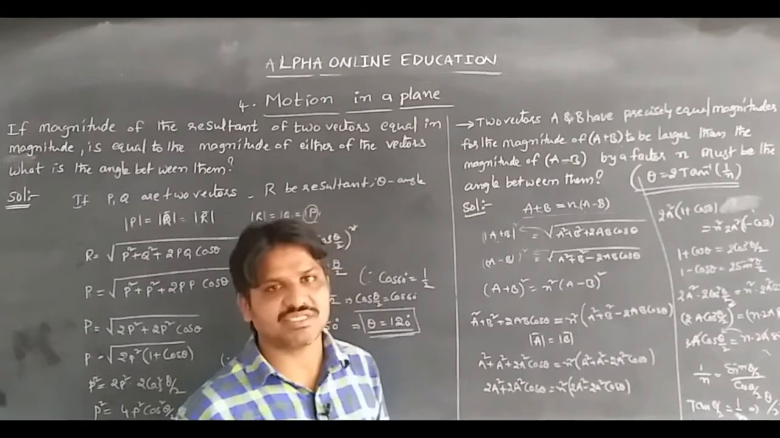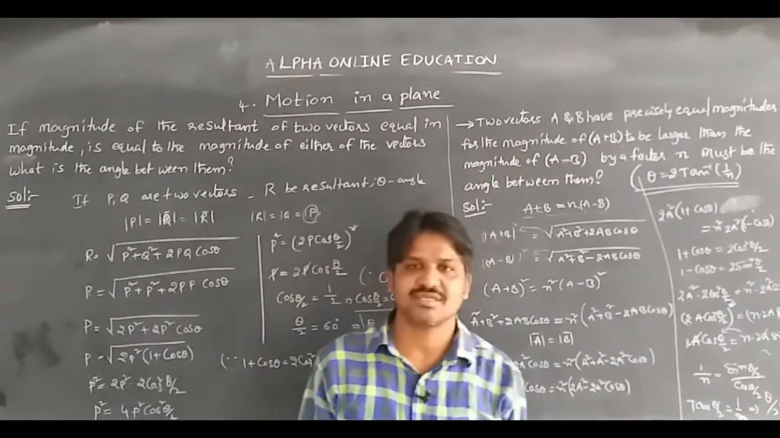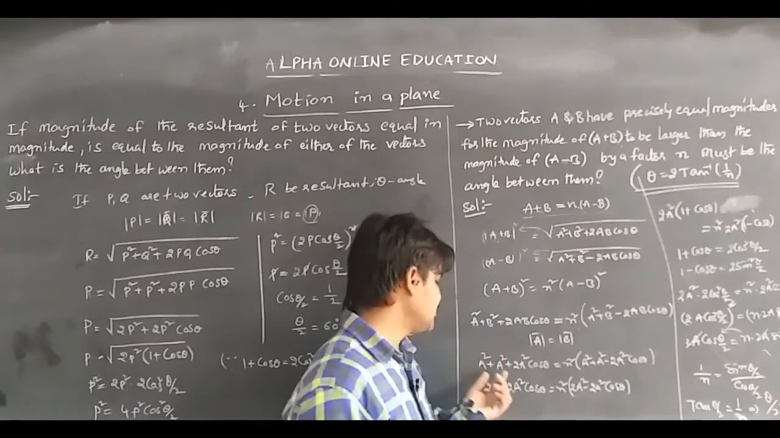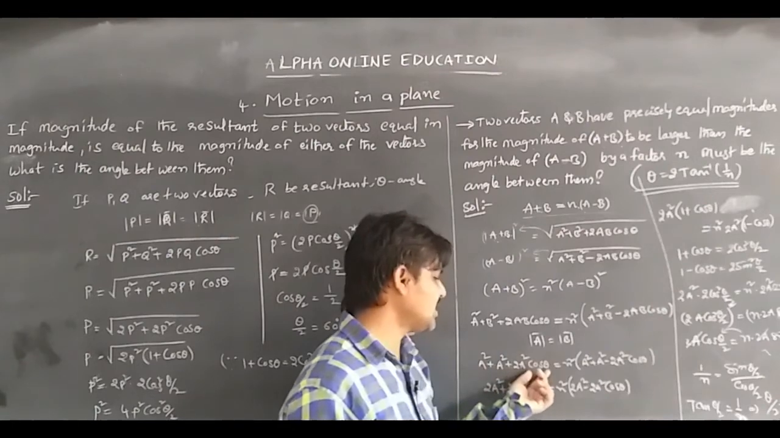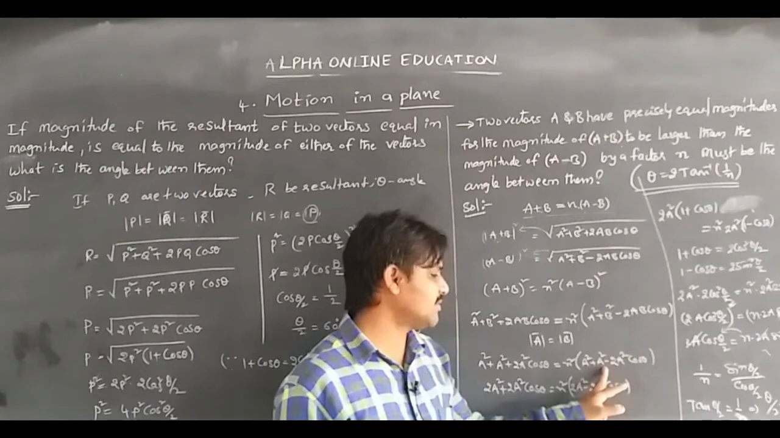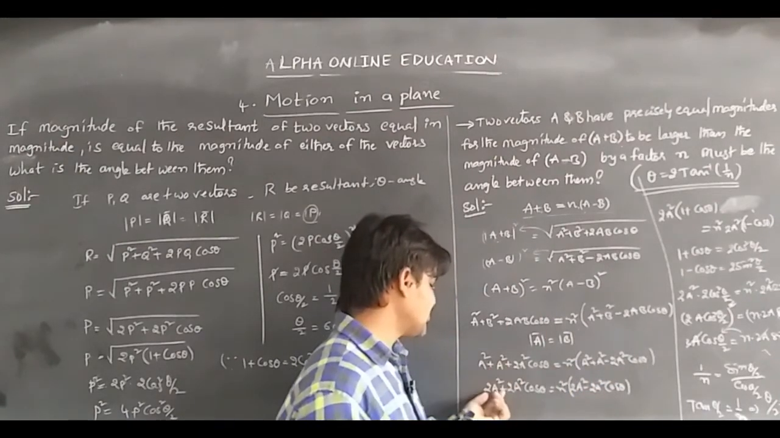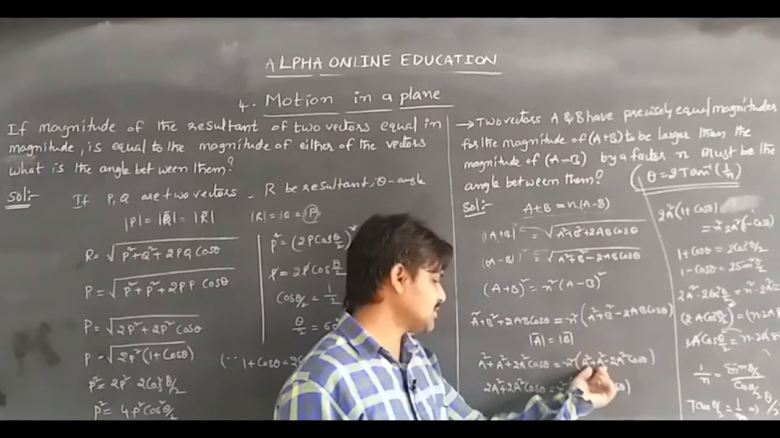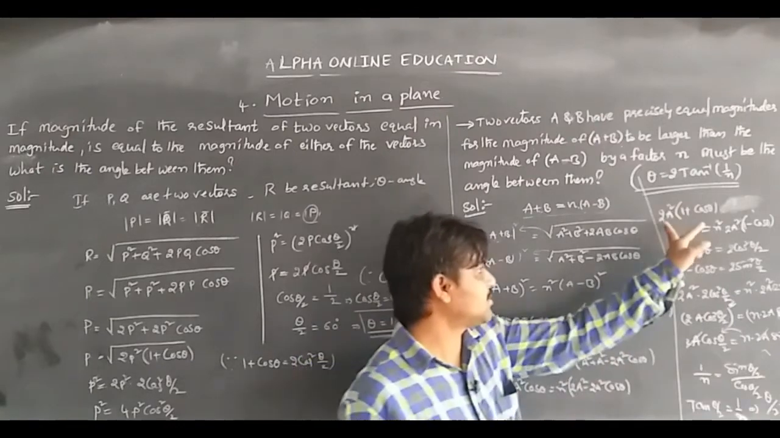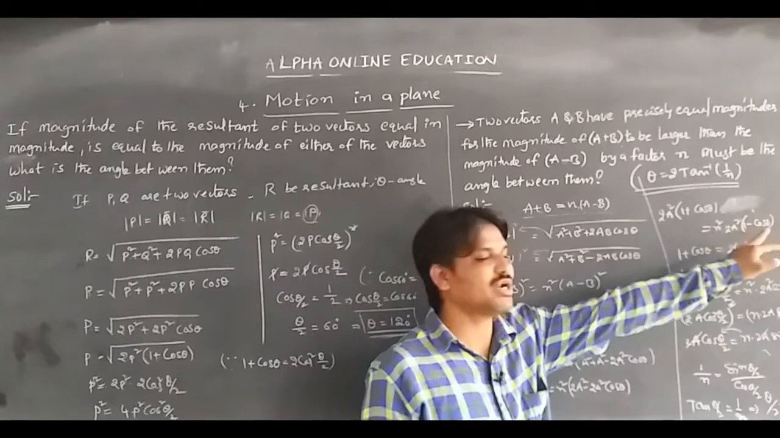In the problem, we are given that the magnitudes of a and b are precisely equal, so we substitute a in place of b. So a square plus a square plus 2a square cos theta equals n square times (a square plus a square minus 2a square cos theta). Taking 2a square common, we get 2a square (1 plus cos theta) equals n square times 2a square (1 minus cos theta).